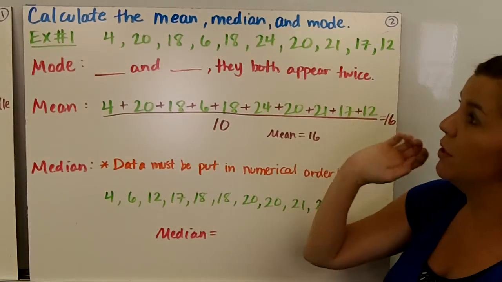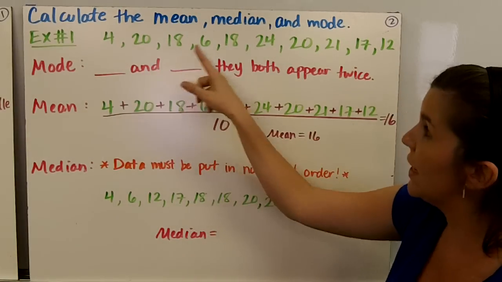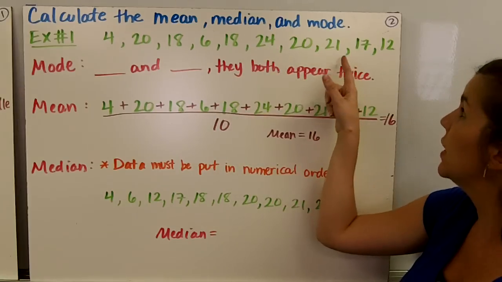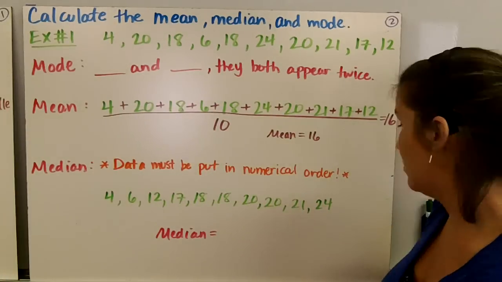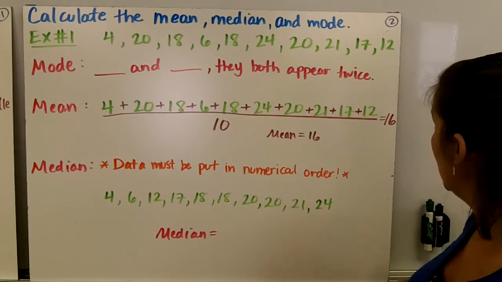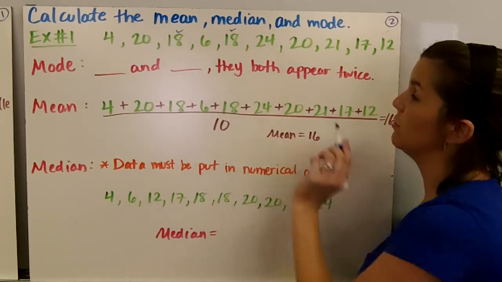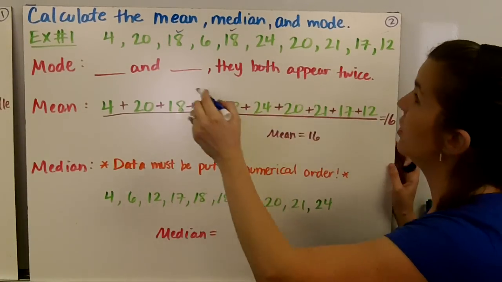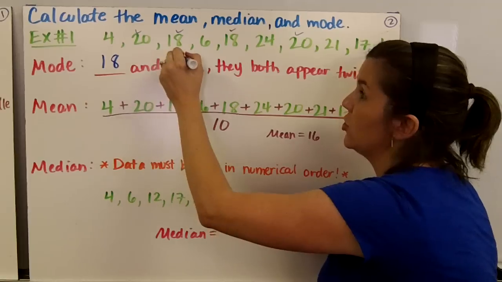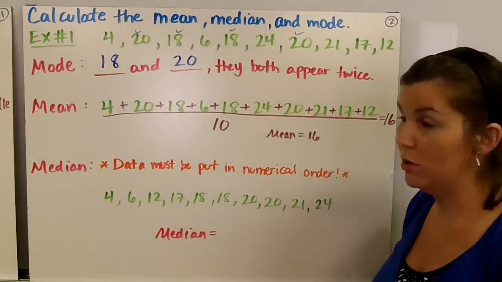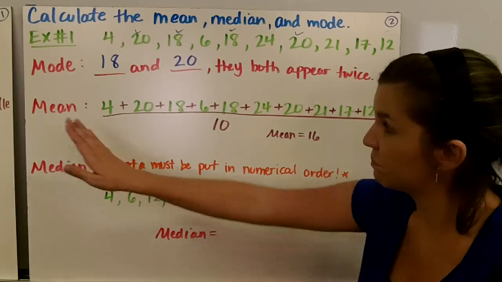Calculate the mean, median, and mode. Example number 1. Here's a set of data: 4, 20, 18, 6, 18, 24, 20, 21, 17, and 12. The mode is what you see the most often. So we should see 18 and 18. It shows up twice. And we also have 20 and 20. So 18 and 20 are both modes because they appear twice, more than any of the other data.